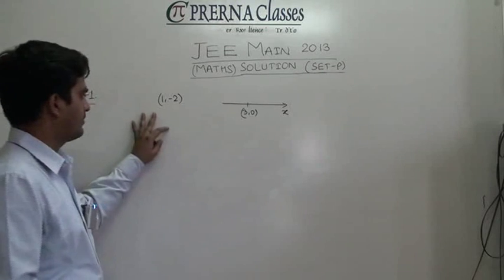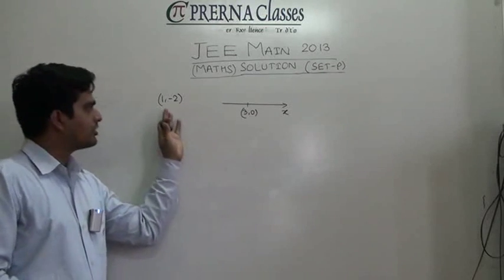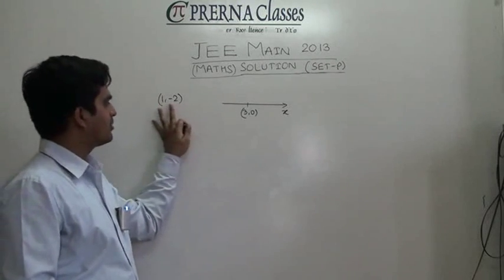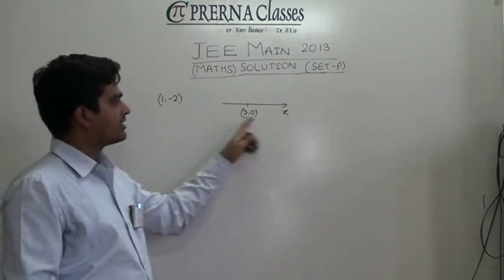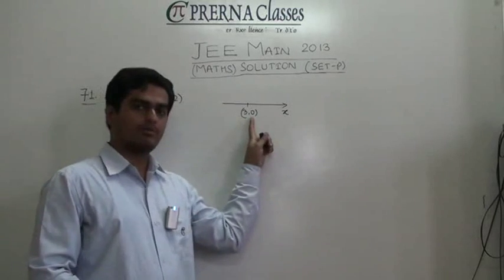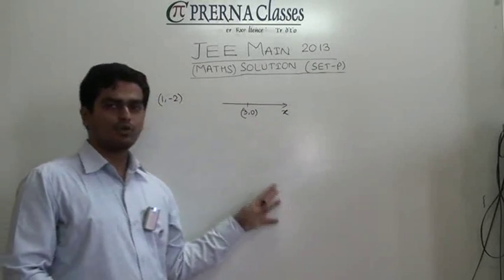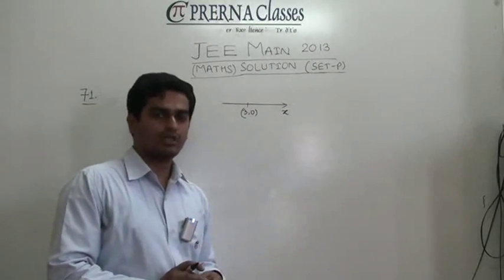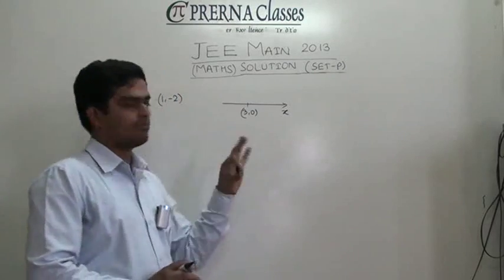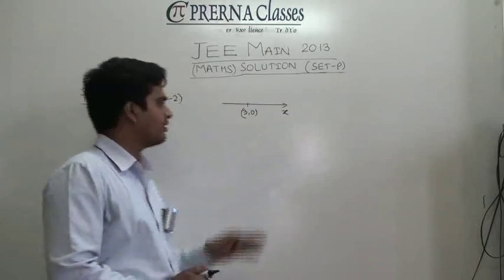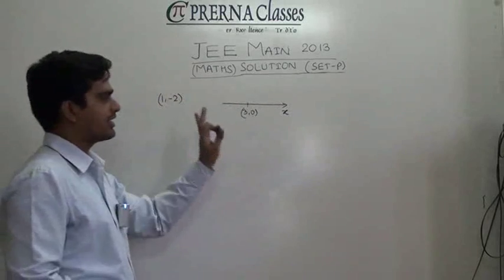Okay, in the 71st one, the information given is that a circle which passes through this point is touching the x-axis at this particular point. On the basis of this information, there were four options in which we have various coordinates. We need to check which coordinates satisfy that circle, which is actually satisfying all these conditions.